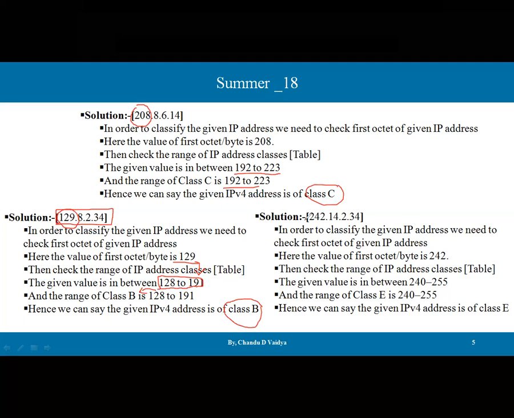Okay, and there is a last numerical: 242.14.2.34. So here again we have to check the first octet. The first octet value is what? 242. So this 242 lies between 240 to 255. Okay, and this range belongs to class E, guys. So this address belongs to class E. Here we only need to check the first octet, nothing more.